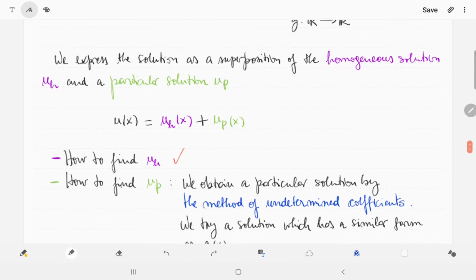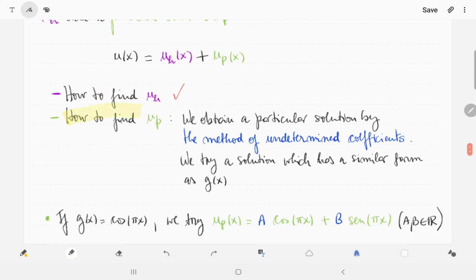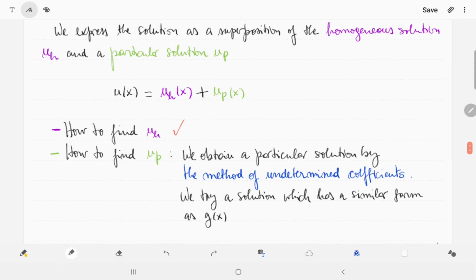We already saw how to find this homogeneous solution. One technique is the characteristic equation method. Then how do we find the particular solution? To obtain the particular solution, we have a method which is the method of undetermined coefficients. And this method is as follows.